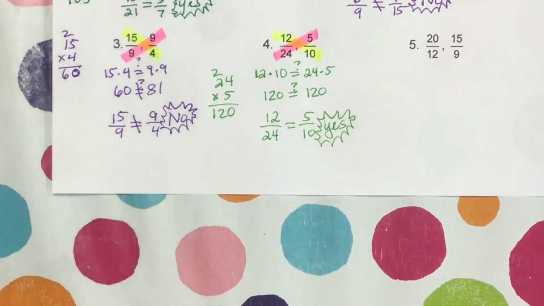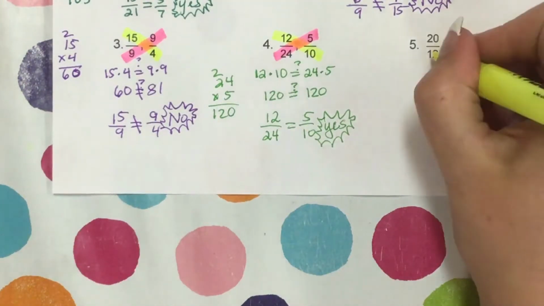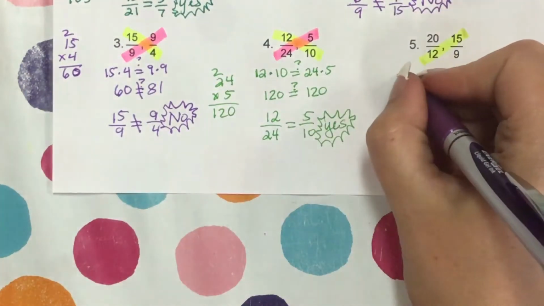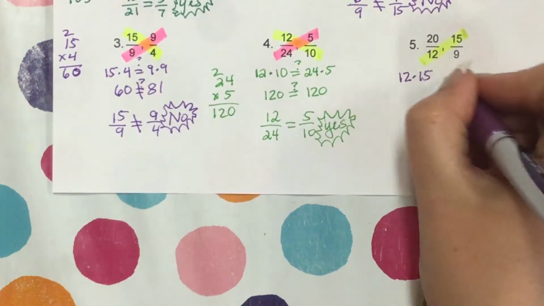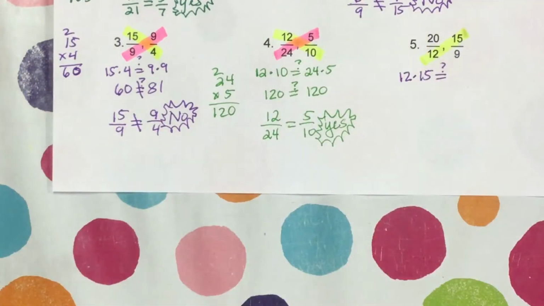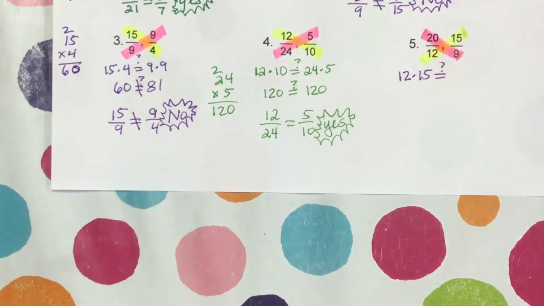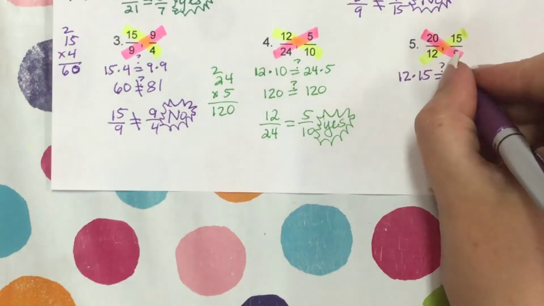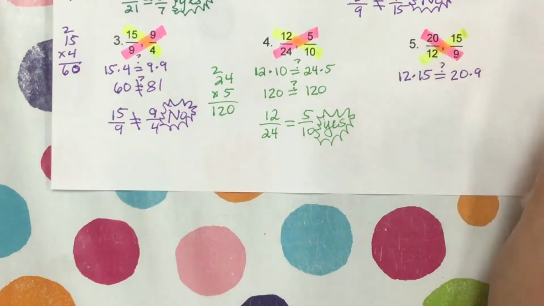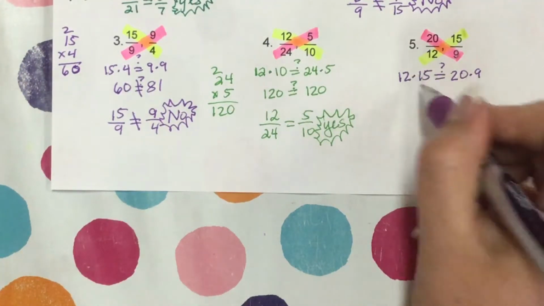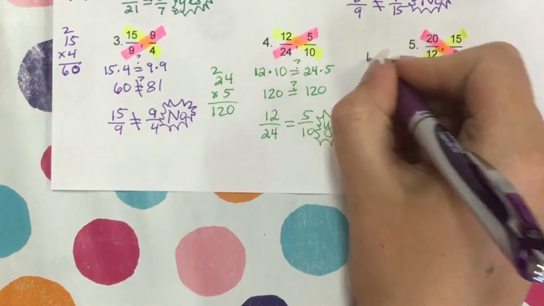Let's go on and do the last one, problem number 5. The last one of this group. Okay, so we have to find the cross products. 12 times 15 and see if that is equal to 20 times 9. Okay, so 12 times 15, I'm going to have to do the math on that one. I'm not sure what that is.